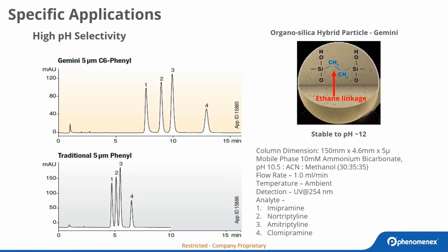Finally, looking at a specific application, here we're looking at high pH selectivity. Our Gemini column has a hybrid particle, an organosilica hybrid particle, and again, these are stable to a higher pH when compared to a phenyl. With that, we are able to run at a higher pH and have stable retention. We can see additional retention when our analytes of interest are in their neutral form, compared to just a traditional phenyl column.